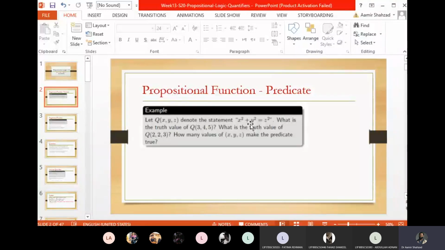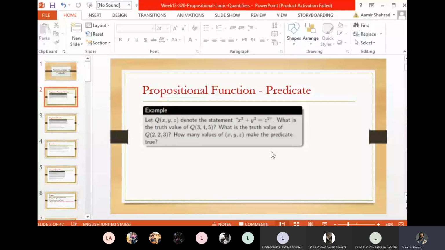So this is a propositional function. When we give an input, we get an output true or false. So it's also called a predicate. It's called a propositional function. In the last, how many values of x, y, z make the predicate true? इस केस में x, y, z की कितनी values इस propositional function को true करेंगी?